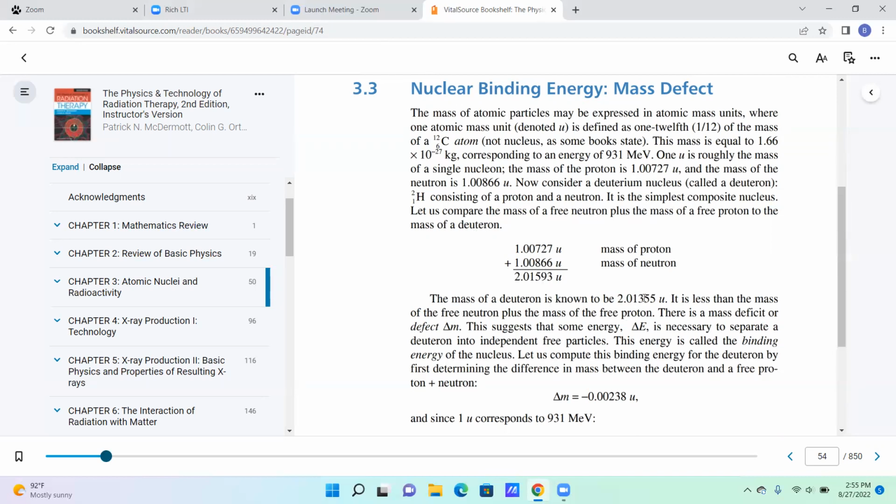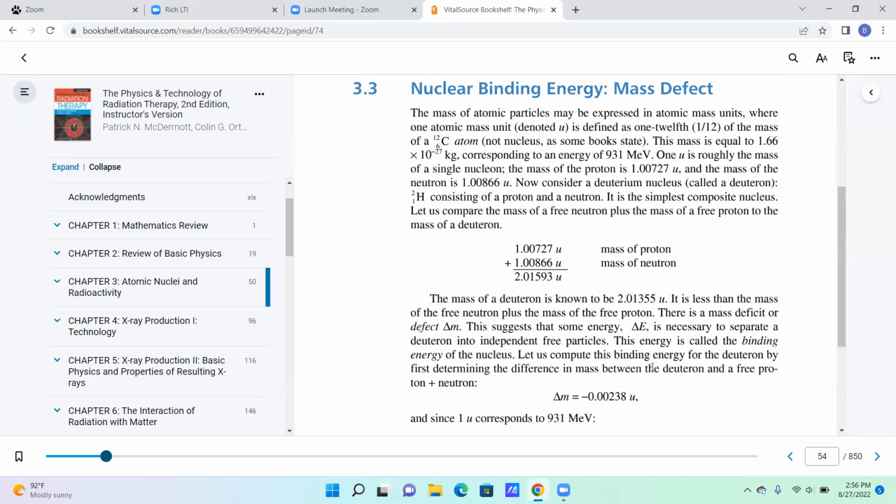We're noticing here that the mass of the deuteron is less than that. This is what's called the mass defect. It suggests that some energy is needed to separate the deuteron into independent free particles. And this is called the binding energy of the nucleus.